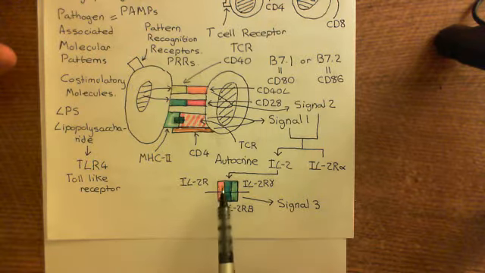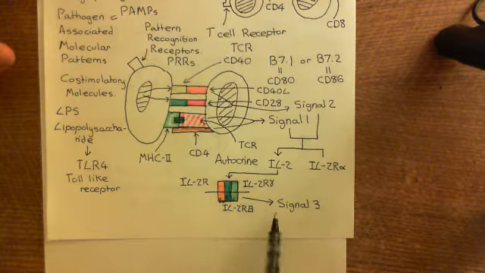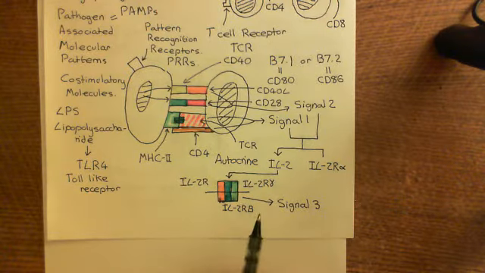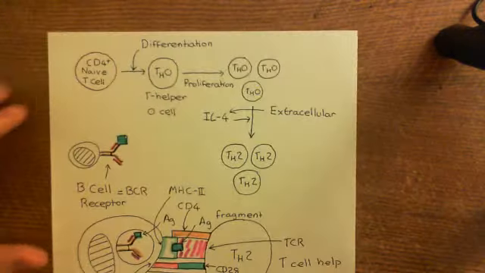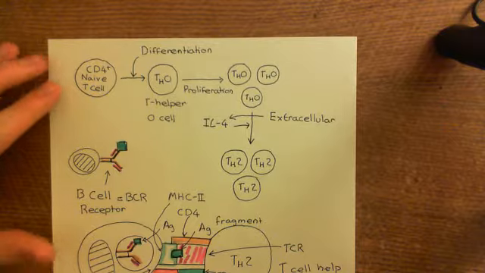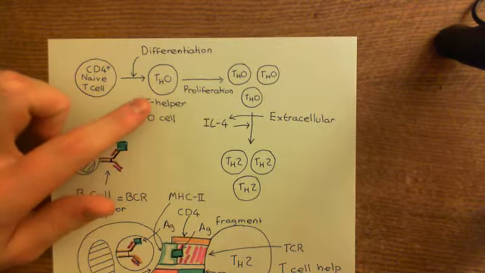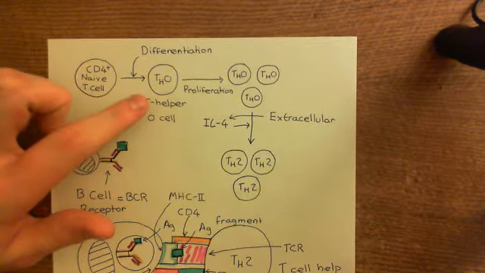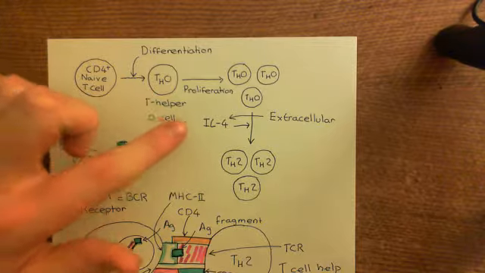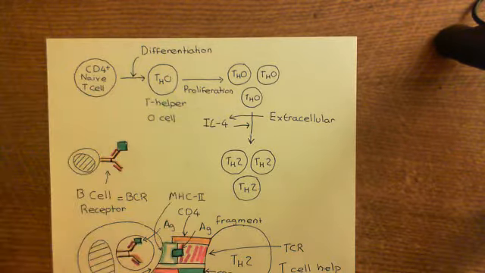The interleukin-2 will then be able to bind to the interleukin-2 receptor, causing an autocrine signal, which then gives signal 3 to the CD4 positive naive T lymphocyte. This then causes this CD4 positive naive T lymphocyte to differentiate into a T helper naught cell, and then it will proliferate into a whole population of T helper naught cells.